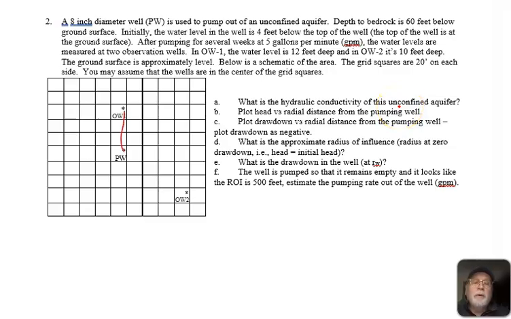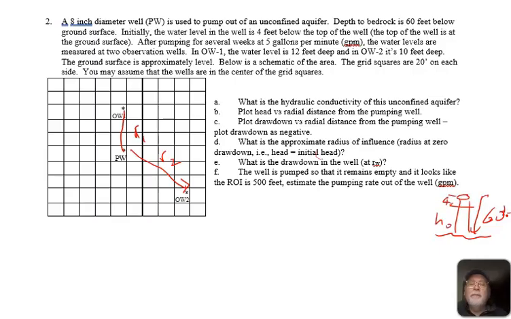So this first one, we have a pumping well, and we have 2 different observation wells at different radii. So you can calculate that. We have the depth to bedrock, 60 feet, ground surface. Initially, the water level is 4 feet below the top of the well. All right, so we have our well here, and we said that it's depth to bedrock 60 feet, so it's 60 feet up here, and then initially its water level is 4 feet below. This is 60, this is 4, I guess that would be 56 feet, right?